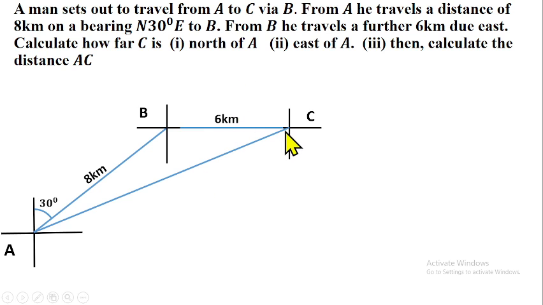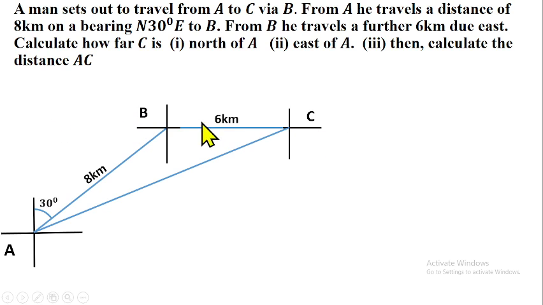C is north of A. How far is C north of A? Where is the north of A? North of A is anything from a straight line like this. Don't forget that this line continues. I can continue this line like this. This north like this is still north of A. So C north of A, so this is C here, north of A.